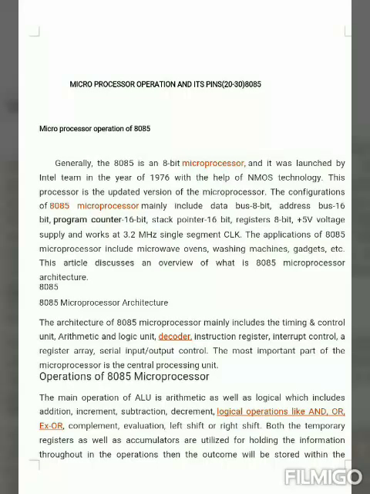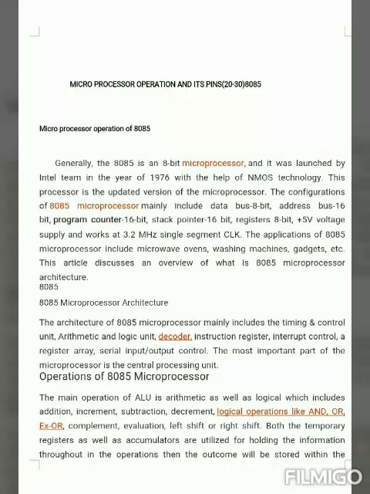Microprocessor operation and its pins 20 to 30, pins of the 8085. Microprocessor operation of 8085. Generally, the 8085 is an 8-bit microprocessor, and it was launched by the Intel team in the year 1976 with the help of NMOS technology. This processor is an updated version of the microprocessor.